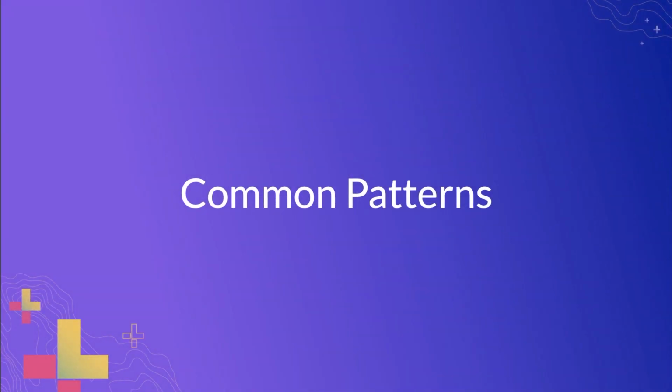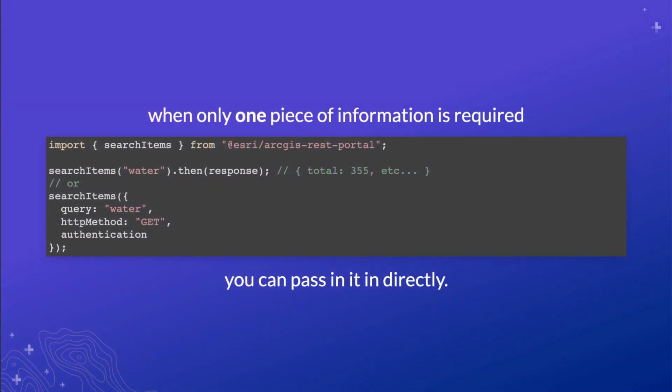Now I'm going to talk about some common patterns. So for functions that only require one piece of information, they can take in that info directly as a single argument or as part of a larger object. In this case, if you just wanted to do a default query of ArcGIS Online for items containing the string water, you could just do the first query with passing in just a single string. You could alternatively pass in an object containing a query field and additional options such as authentication, a different HTTP method, or things like portal if you want to access something other than ArcGIS Online.